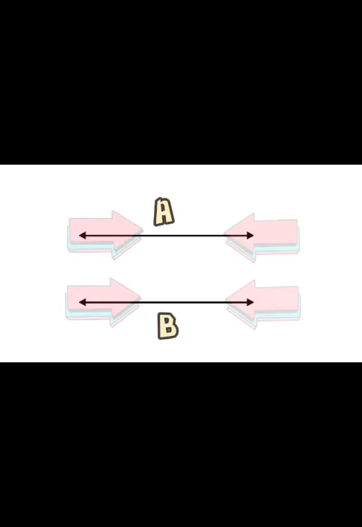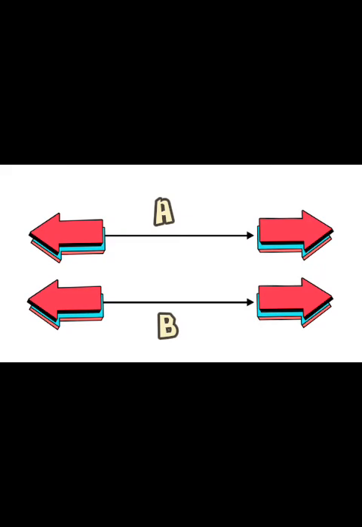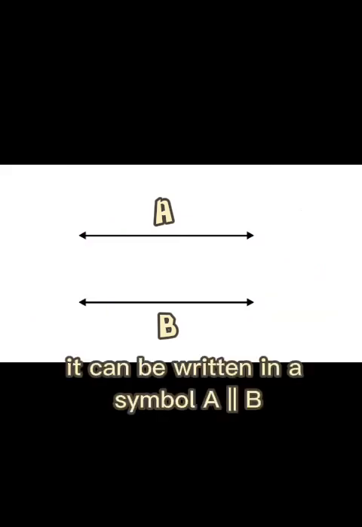Here we can see two distinct straight lines in the same plane, which are named as line A and line B. They are equidistant from each other. They never intersect and their slope remains constant, no matter how much they may be extended in either direction. This can be written in symbols as line A is parallel to line B.